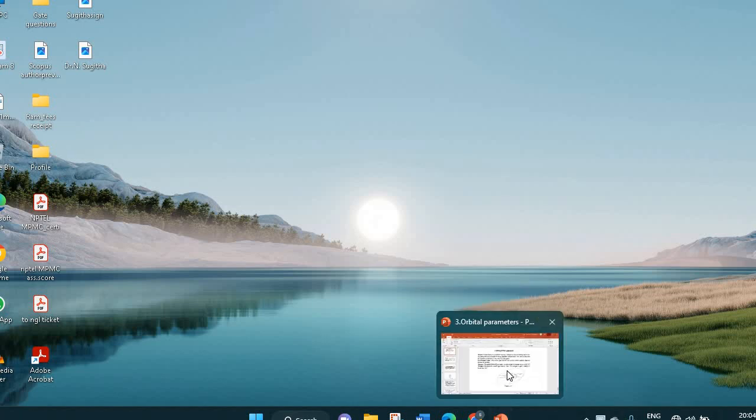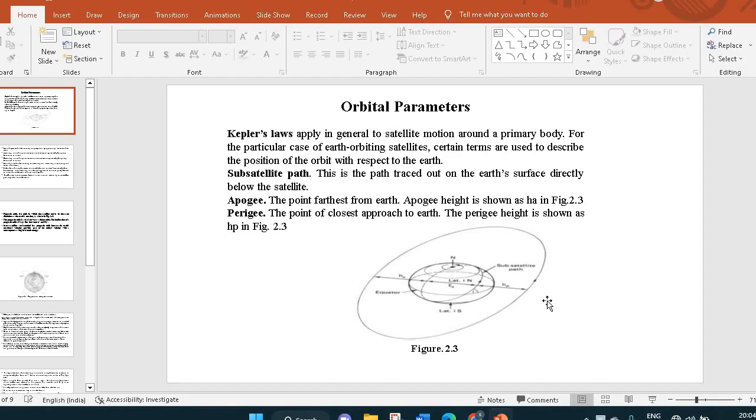Good morning. Our next topic is orbital parameters. Kepler's laws apply in general to satellite motion around a primary body. For the particular case of Earth orbiting satellites, certain terms are used to describe the position of the orbit with respect to the Earth. First one is sub-satellite point.